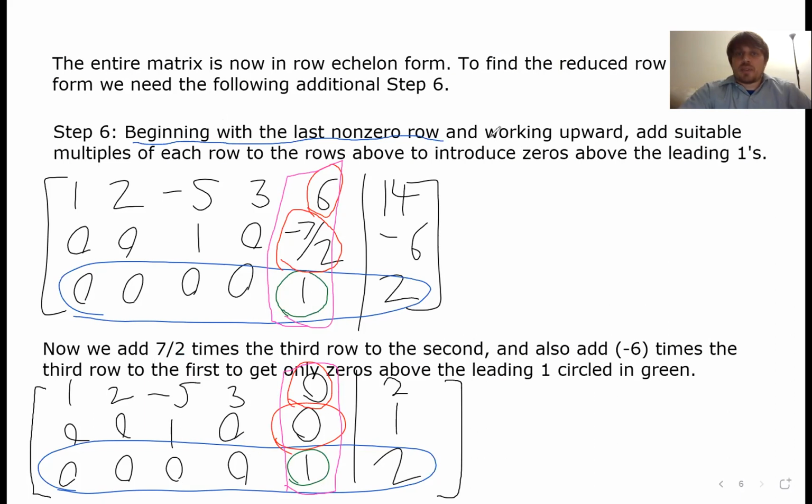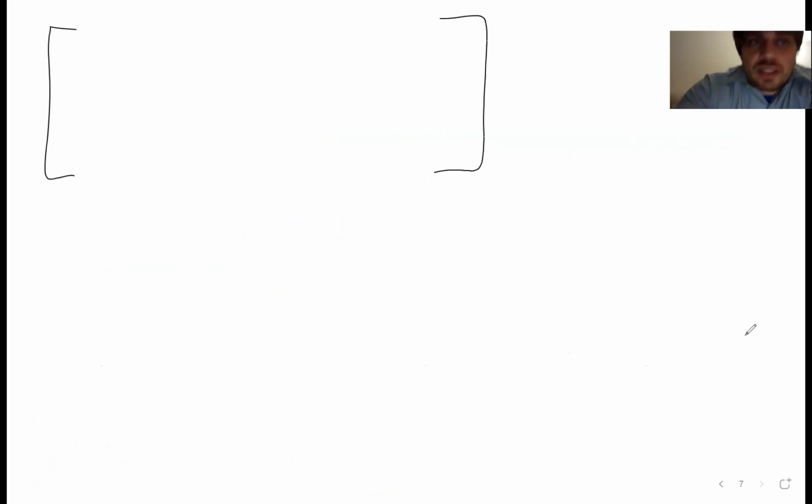And so if we're working upward, it means we started with the last non-zero row, and working upward means we now look at the next non-zero row. So I'm going to go to the next page. What we're going to circle is going to be this row. This is going to be the row that's working upwards. Okay? So I'm going to continue that next screen. And so we're almost done.